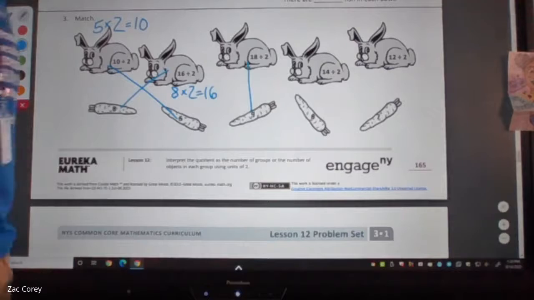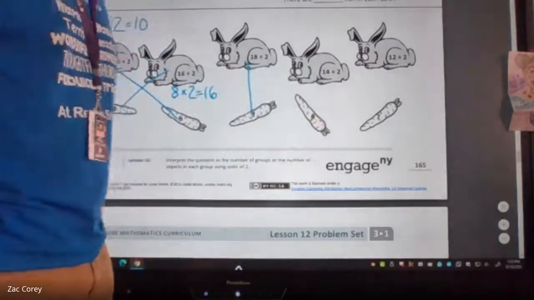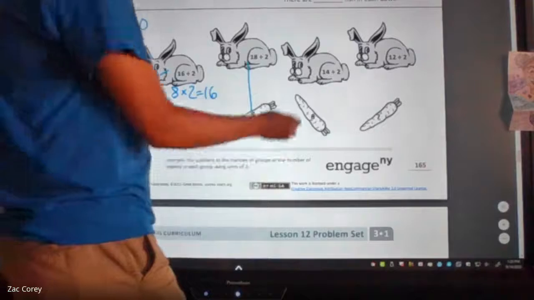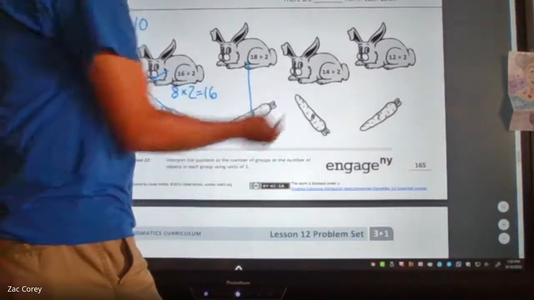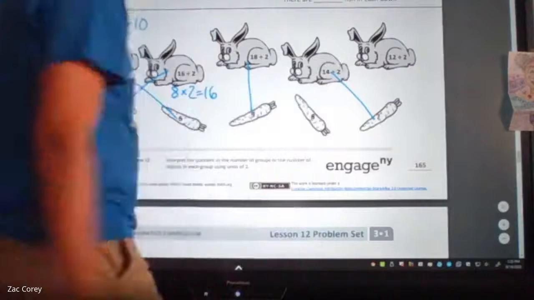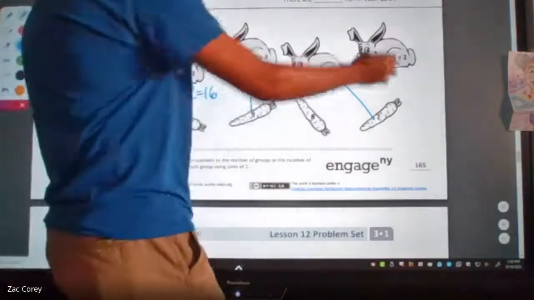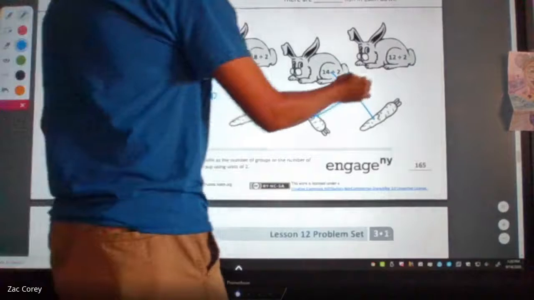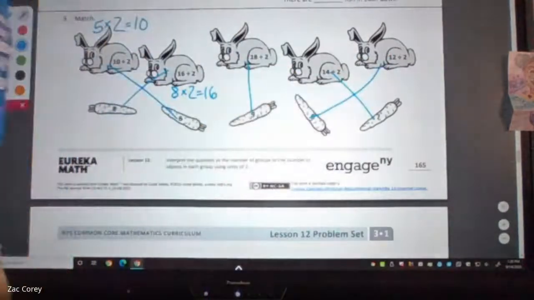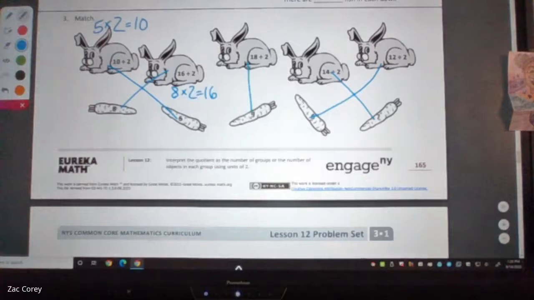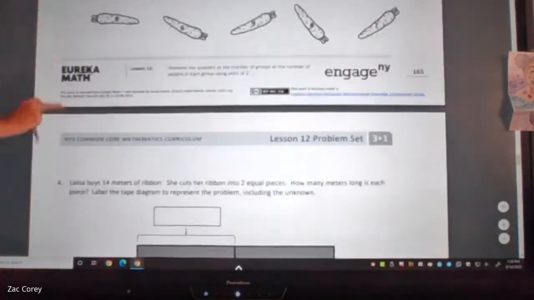All right, welcome back. So 14 divided by 2, 14 of something in 2 equal groups. Does 6 plus 6 equal 14? Nope. 7 plus 7? Yep. There we go. And then 12 divided by 2. 6 plus 6 equals 12. So if we take 12 of something and put it into 2 equal groups, each group should have 6. All right. Anytime, pause me and then come back later.